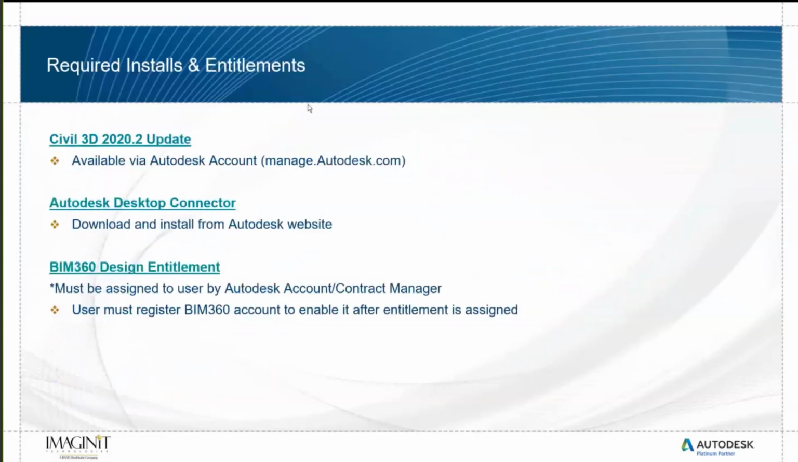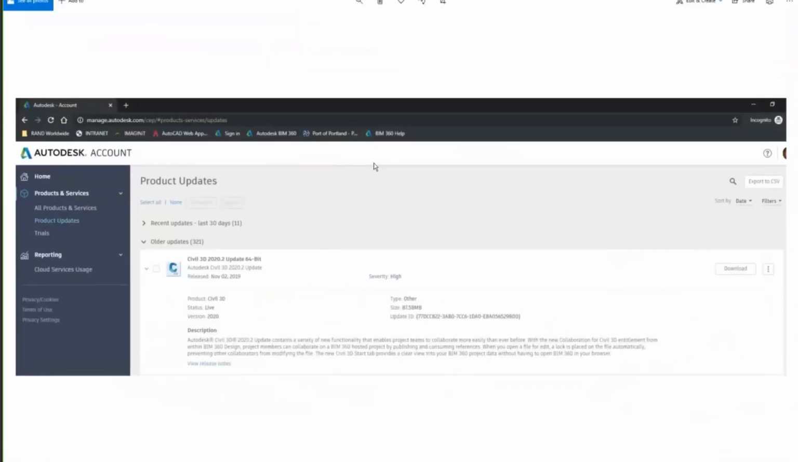All right. So the first thing that I want to cover are some of the required installs and entitlements that are necessary in order for you to use and access the new BIM 360 for Civil 3D features and functions. First thing is the Civil 3D 2020.2 update. This is an update that was released a few weeks ago, maybe a month ago. And this is where all of the features and functions were added.